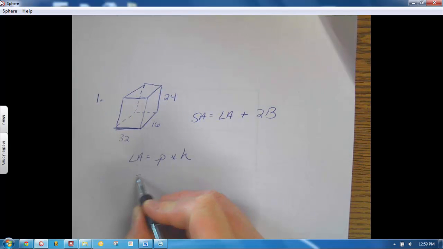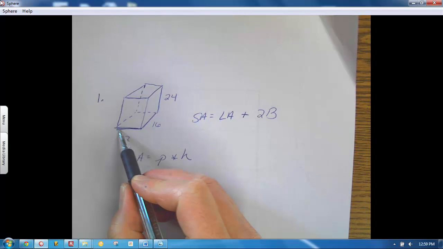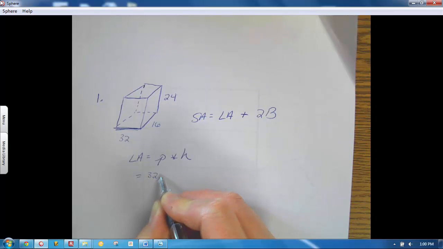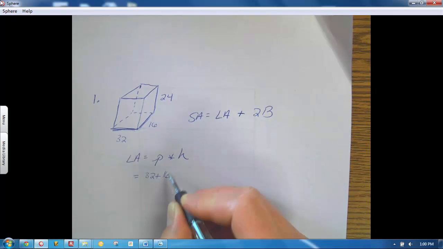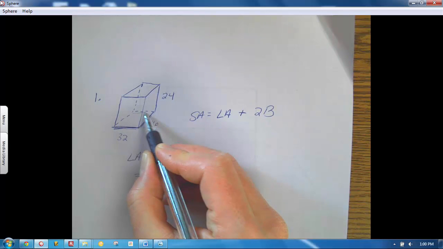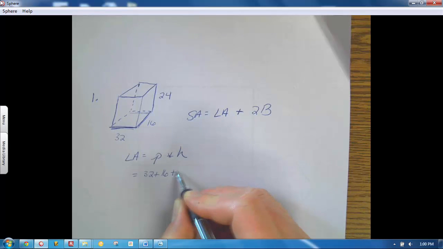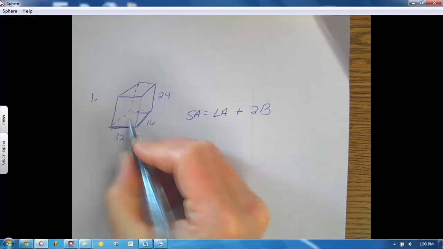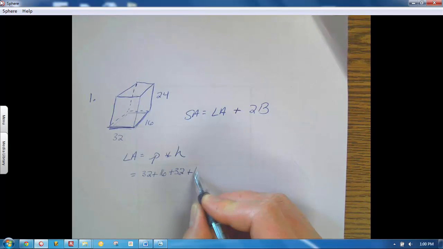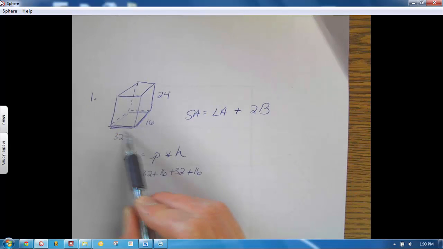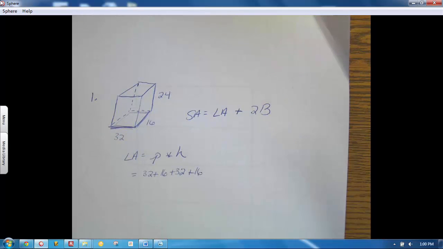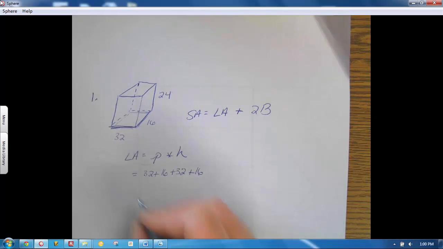The perimeter of this base is 32 plus 16. And then we have to go over here as well, plus 32 plus 16. Okay, remember, you have to get all the way around the base of that object. Another way to do that is 32 plus 16 times 2. Either way that you do that, you should end up with 96 here.